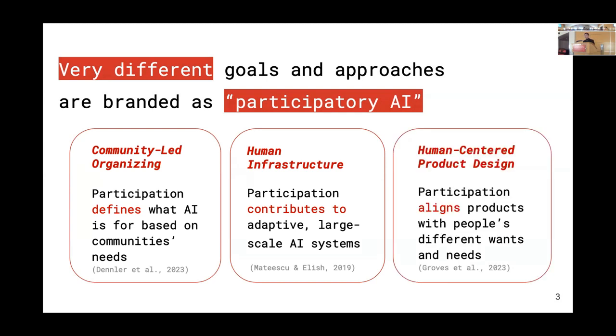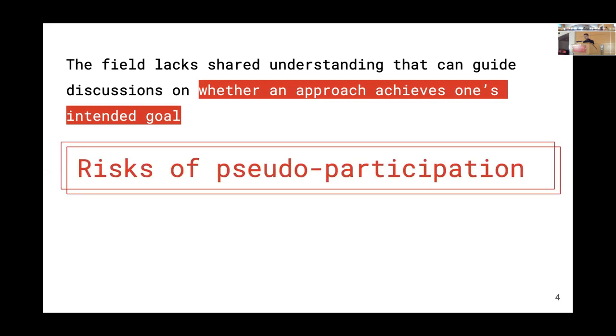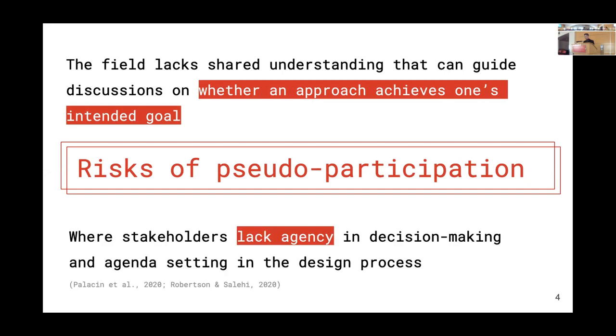Moving to a commercial context, industry practitioners involve stakeholders to help develop products that better align with their different wants and needs. However, these approaches and goals could not be more different. Currently, we lack a shared understanding that can help articulate the trade-offs between the different approaches and goals I just described. This makes it challenging to discuss the extent to which a particular approach achieves one's goals. As such, even when practitioners have good intention to empower stakeholders, they may still do things in ways that lead to pseudo-participation, where stakeholders lack agency, decision-making and agenda setting, despite participating in the design process.